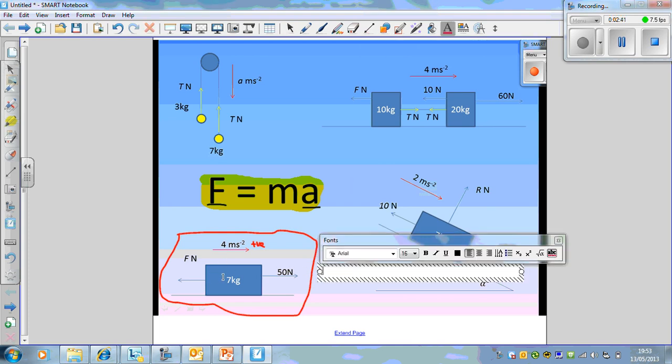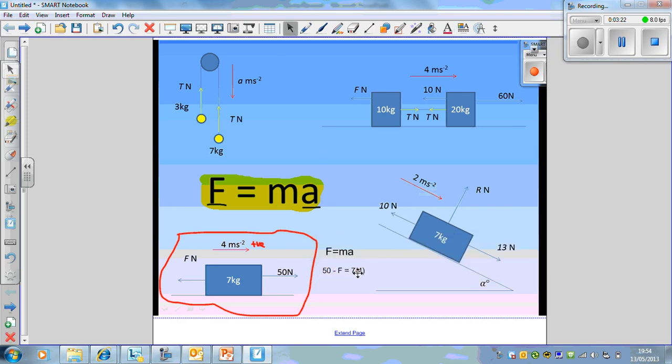To do that, it's quite simple. Because it's traveling in one dimension, it's either going to go right or left. The net force here is going to be 50 minus F because it's accelerating in this direction. If it was accelerating in the other direction, it would be F minus 50. But here, because we've got acceleration going from left to right and it's positive acceleration, the net force is going to be 50 minus F, and that's going to be equal to the mass times the acceleration. In this case it's 7 multiplied by 4. A nice easy one there.